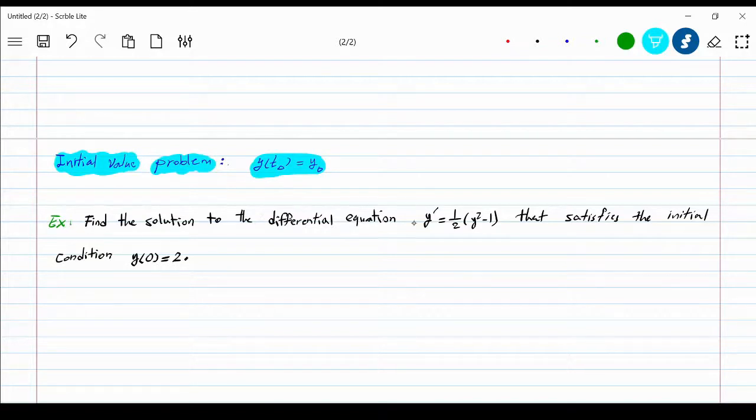Find the solution to the differential equation y prime equal to 1/2 y squared minus 1. Find a solution to this equation which satisfies the initial value of y0 equal to 2. So this is given, for example, at t0, y is given, it is 2. So this means if t is given 0, y is supposed to be 2. Or you can look at it as the point 0 and 2 is on the curve, which satisfies this equation.